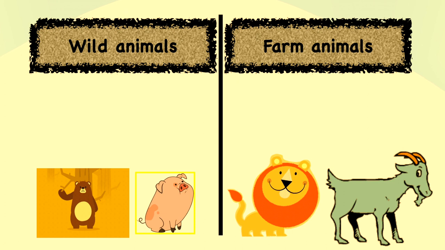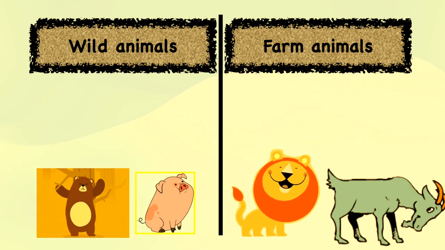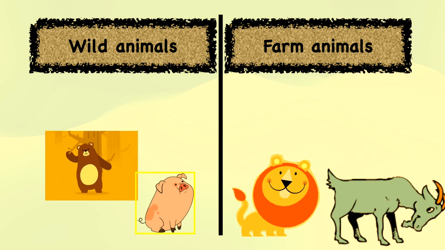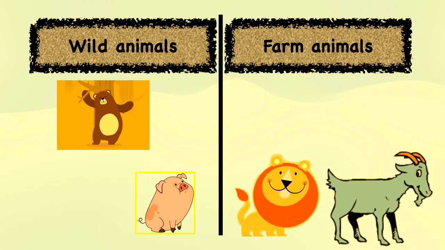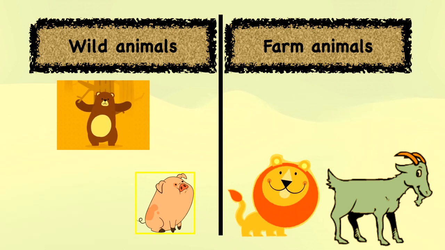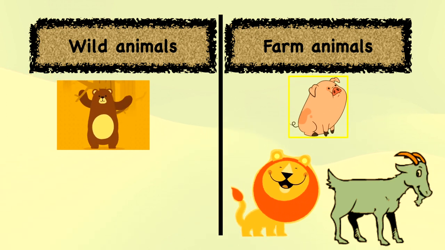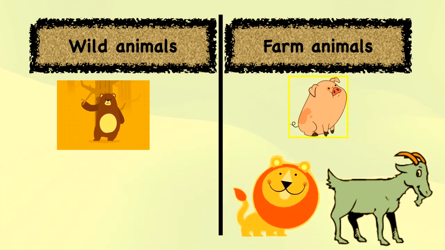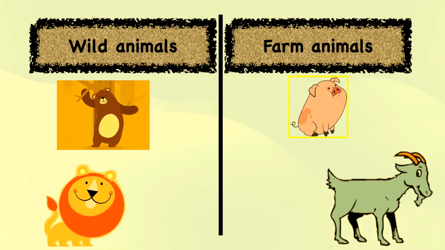Can you spot wild and farm animals among these animals? So let us start with the bear. Bear is a? Yes. Bear is a wild animal. Let us keep bear in the wild animal column. Pig. Pig is a farm animal. Let us put pig in the farm animal column. Lion. Lion is a wild animal. Goat. Goat is a farm animal.